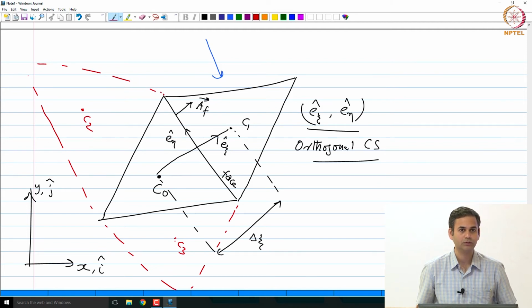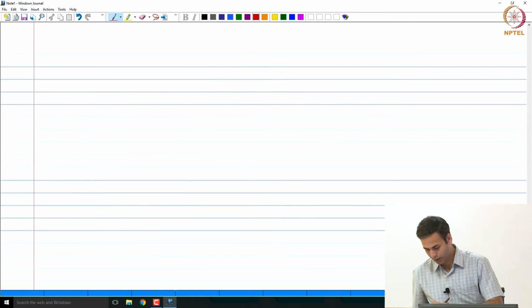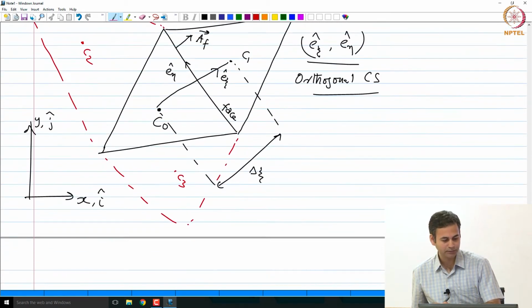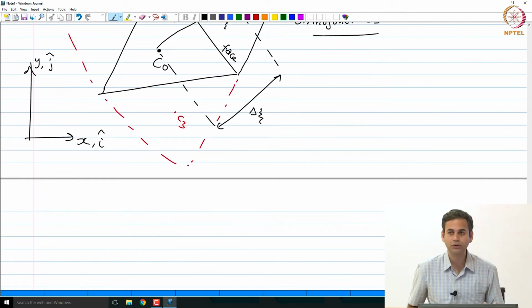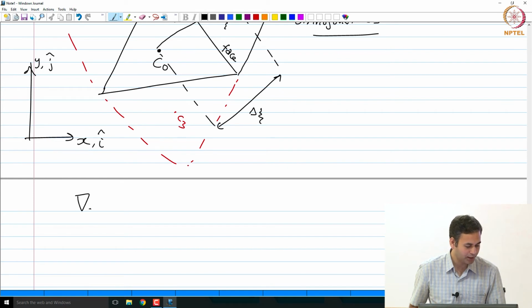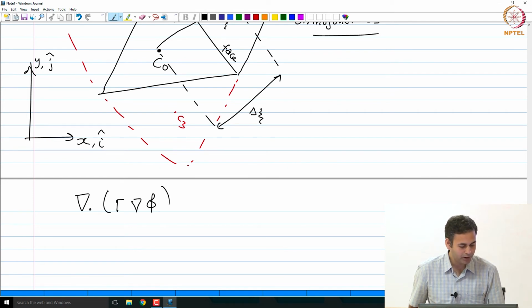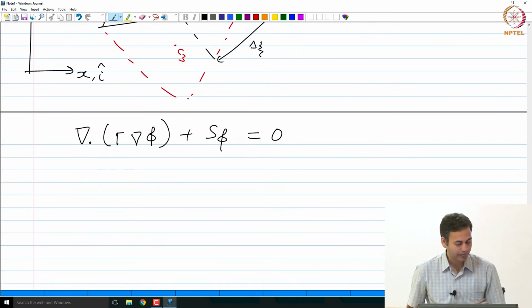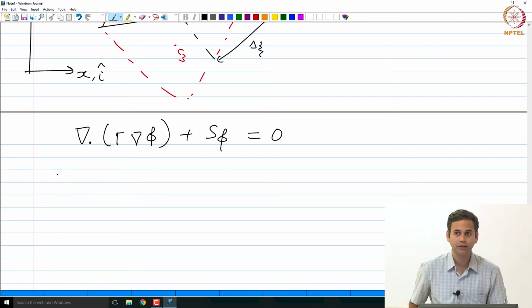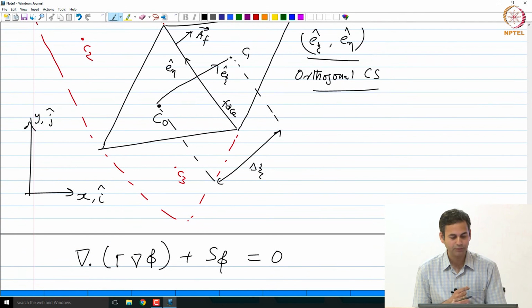Right. So, okay, let us move on. Then what is our governing equation? What do we want to solve? We want to solve steady diffusion, that is nothing but del dot gamma grad phi plus S phi equals 0, that is what we have. And what is the first step? Integration on the control volume. What is the control volume in this context? Which cell? C 0.